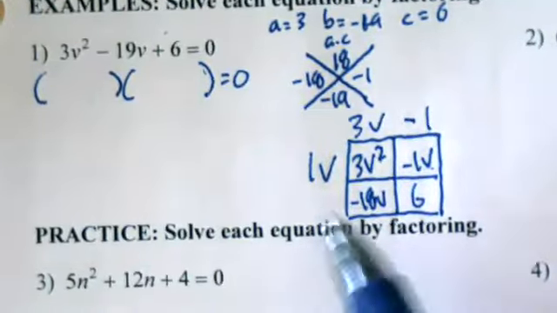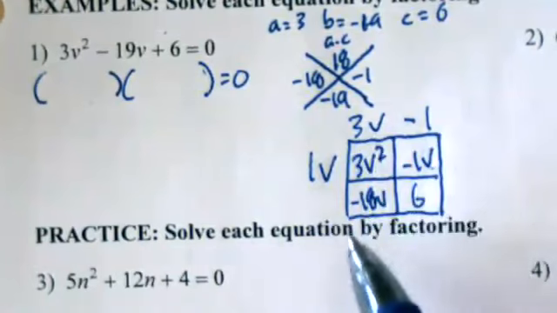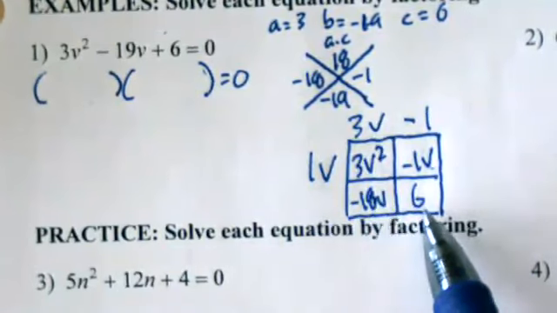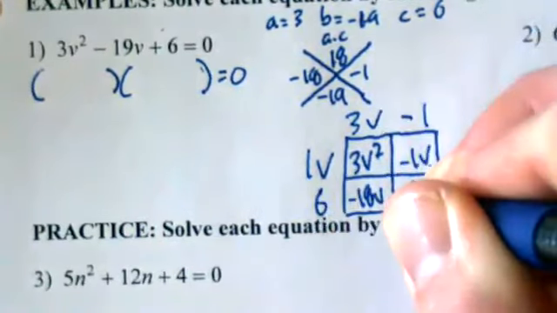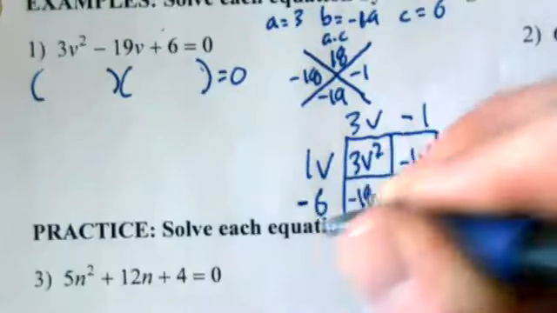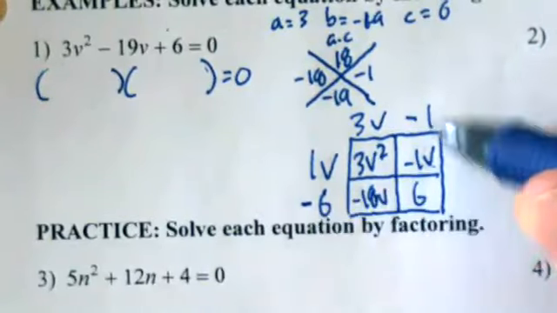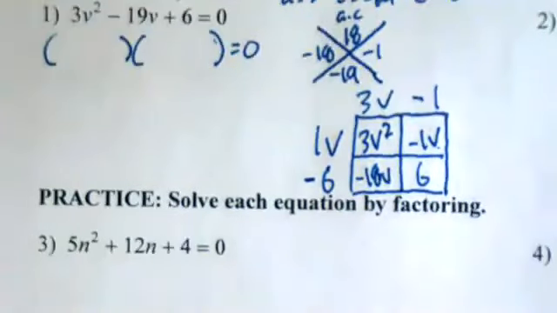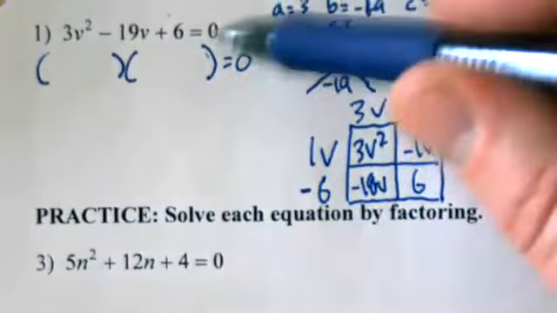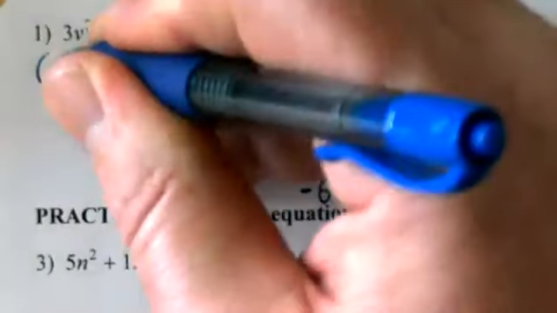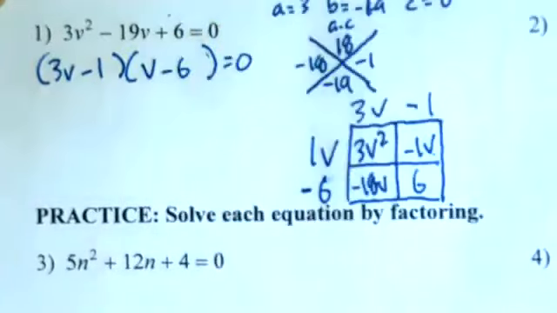And then I got one more spot down here. Whatever this is, it should multiply by that 3v minus 1 to give me a negative 18v and a positive 6. Let me check 6. 6 times 3v is positive 18v, so let's change it to a negative. Negative 6 times 3v is negative 18v. Negative 6 times negative 1 is positive 6. Yes, that works. So all of that work, all of those steps, just to factor this equation into 3v minus 1 and 1v minus 6.